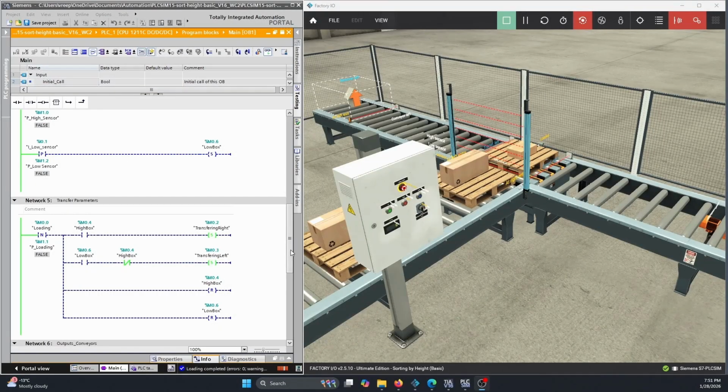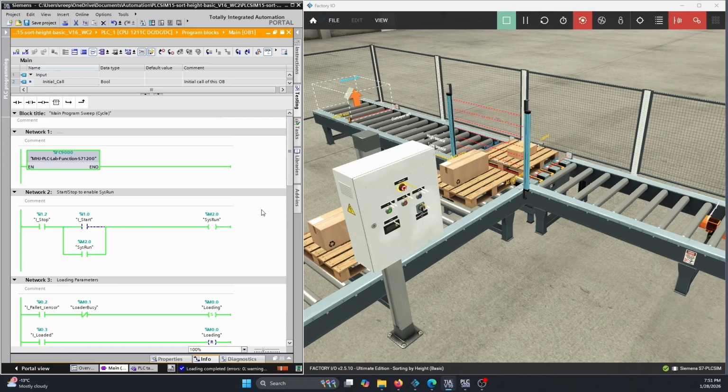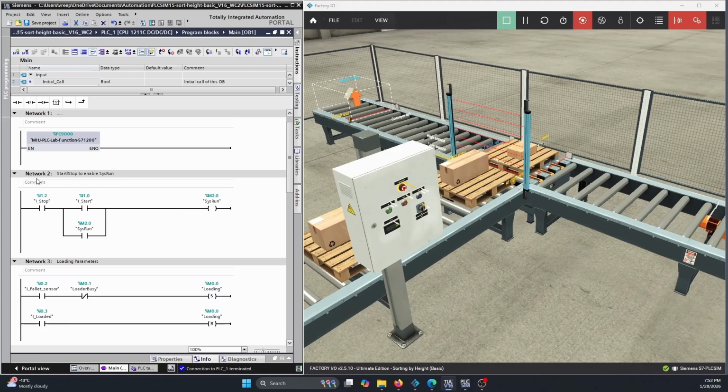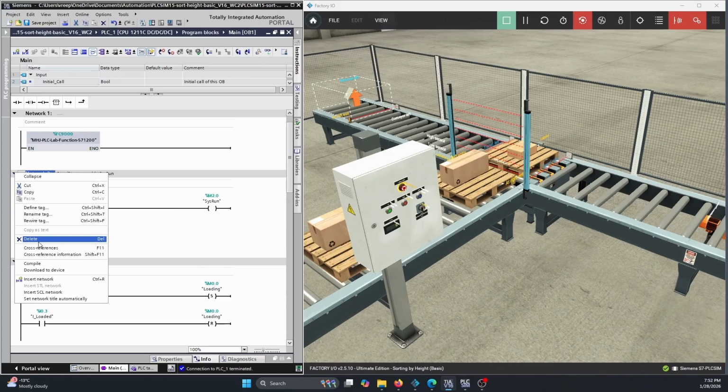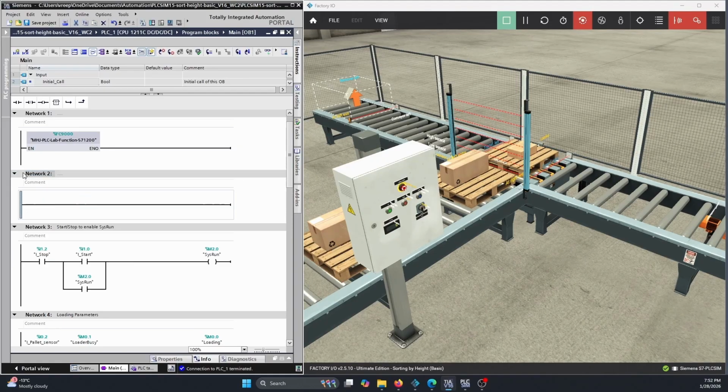Okay, so now I'm kind of understanding why they had that first network where they were resetting all of their memory bits, right? Because at this point we're trying to build up a program and we're kind of stuck. Okay, so let's go offline. Let's add another network in here, right here. Okay, and this guy is going to reset our memory bits.